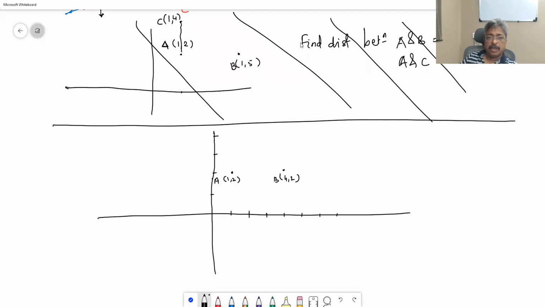Now I am keeping the distance the same, which is 3 units. The next coordinate that I am giving is 1 comma 4, right? So how much is this distance AC? My fault, AC is equal to 2. AB is equal to 3.